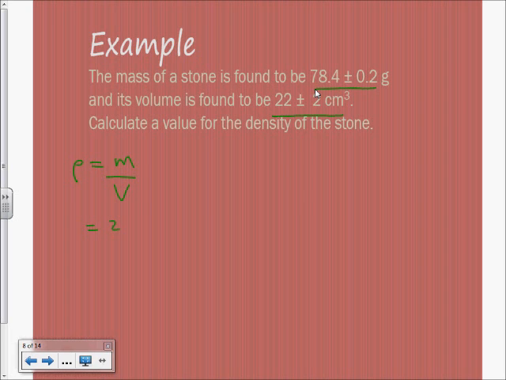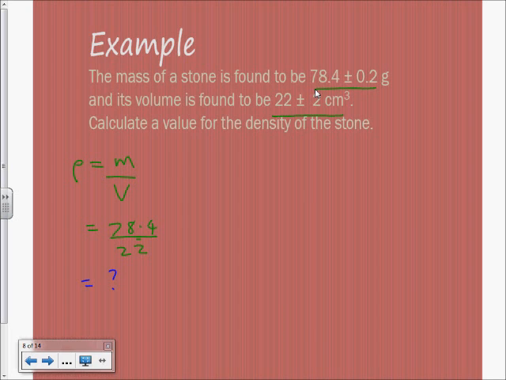You can do that, but it's going to be 78.4 divided by 22. Let's try a different color, might be more clear. And then from there, you can work out a value. You may get a whole string of decimals. Don't worry at this stage.